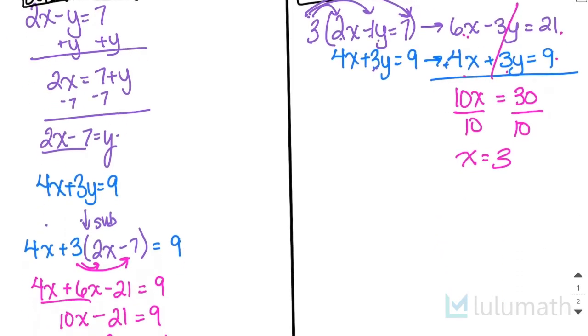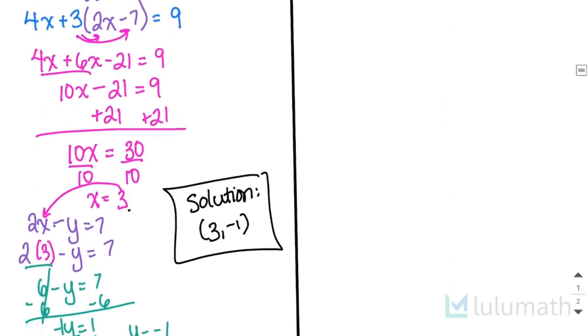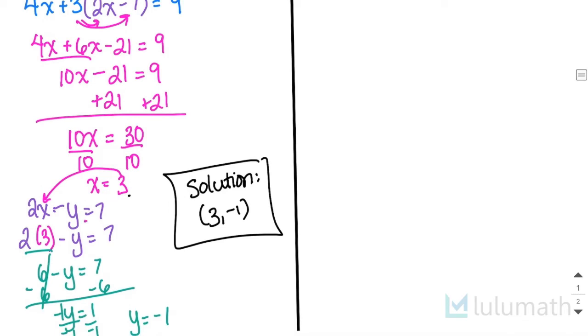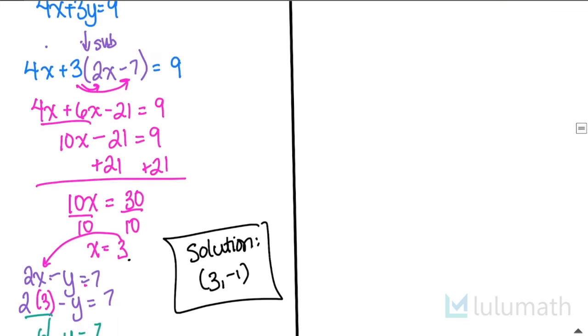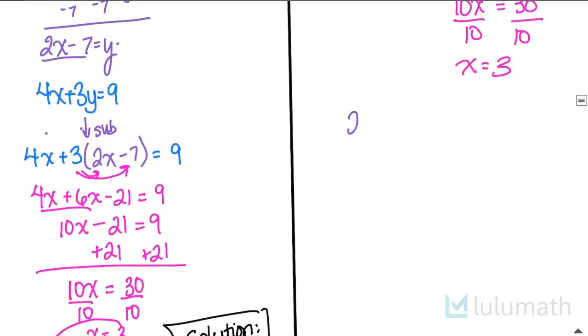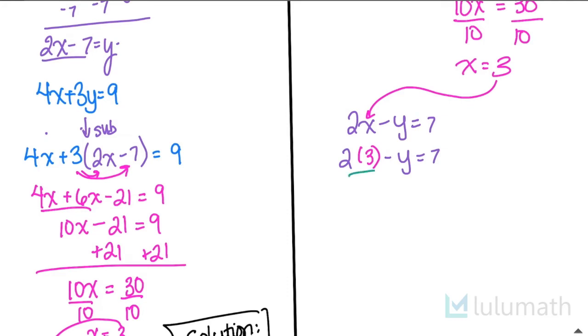Well, now that I know what x is, the next part of my process is exactly the same as what we did right here, okay? So I'm going to do the exact same thing as I did before. I'll copy down this 2x minus y equals 7, and then I will fill in this 3 right here for x. Okay, so I get 2 times 3 minus y equals 7. Again, we know that 2 times 3 is 6, minus y equals 7.